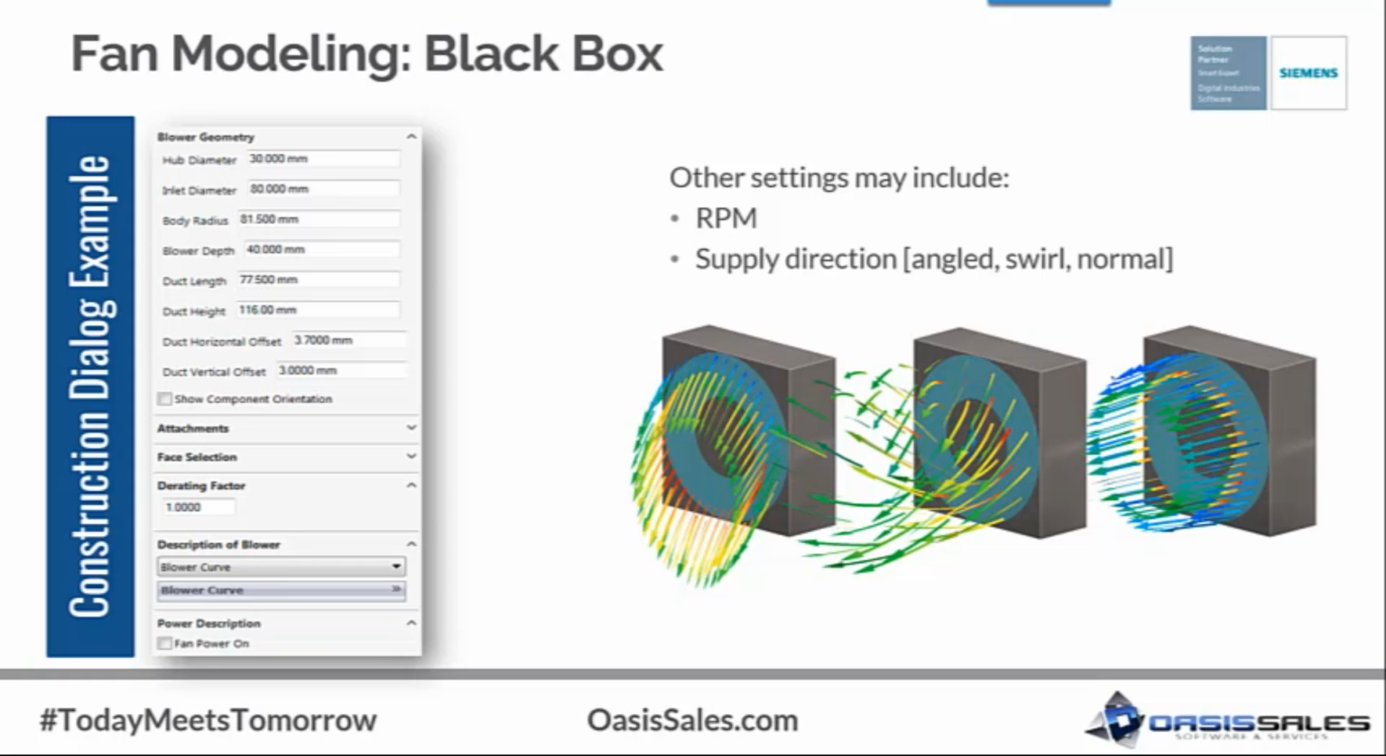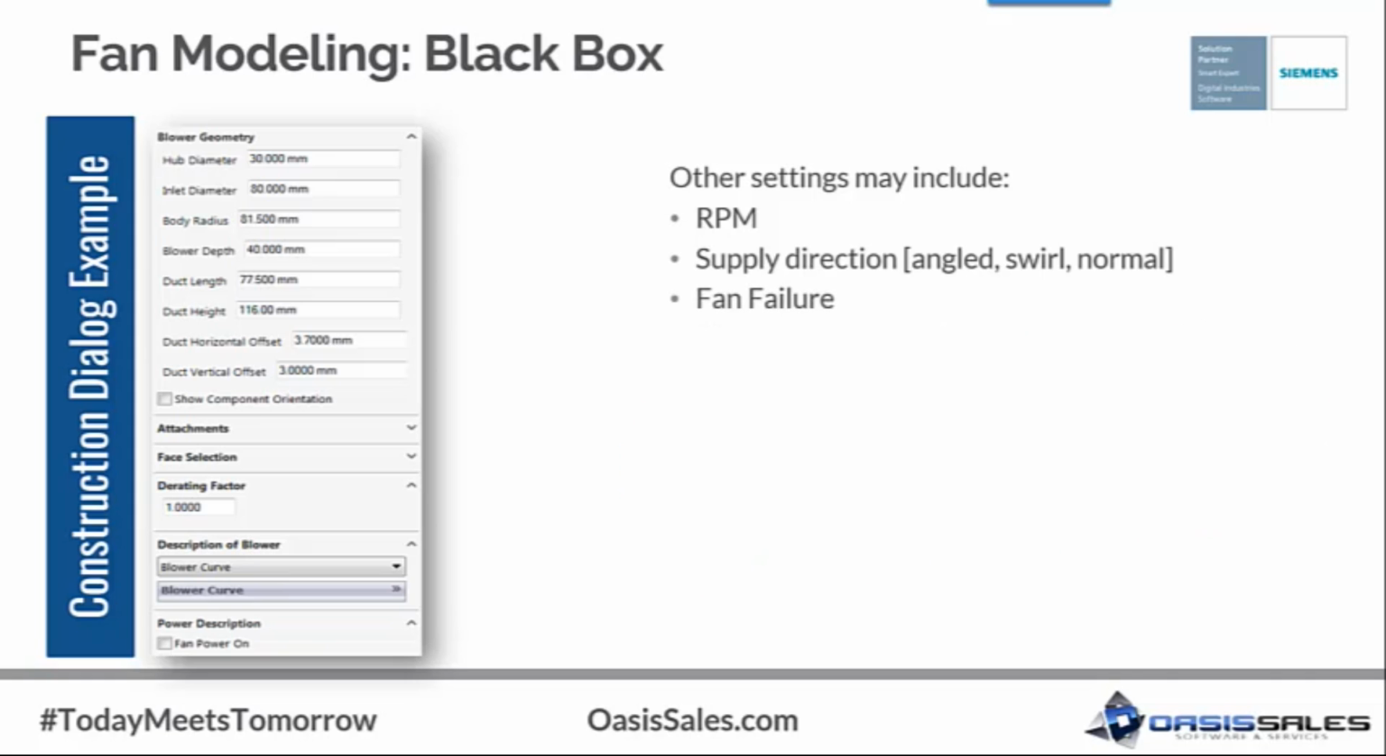Fan failure is an option to essentially turn the fan off. This is useful if you want to study the effect of fan failure, not only the reduced flow in the system, but also that there is an additional opening that could allow air to recirculate. There also may be an option to include fan noise. The software will scale that noise based on the derating factor.